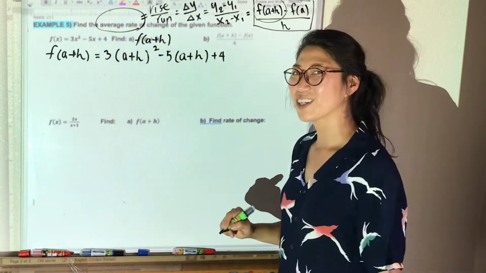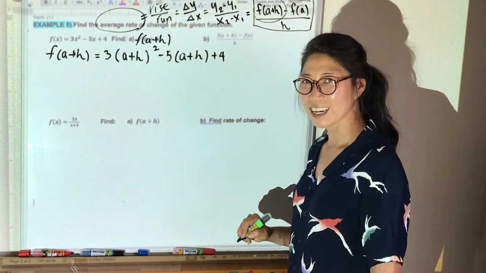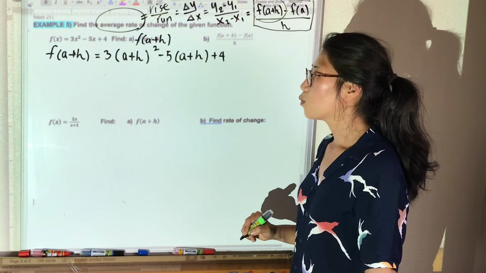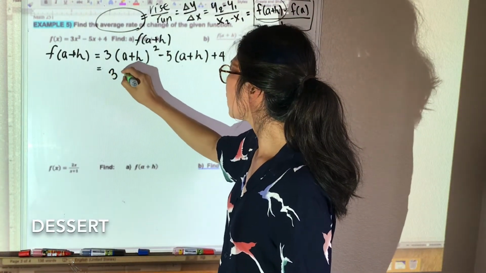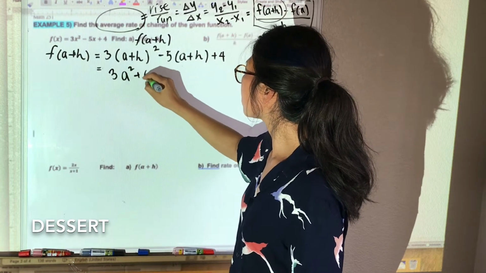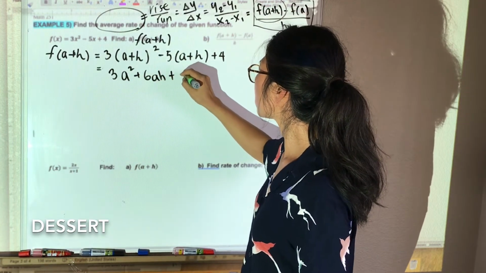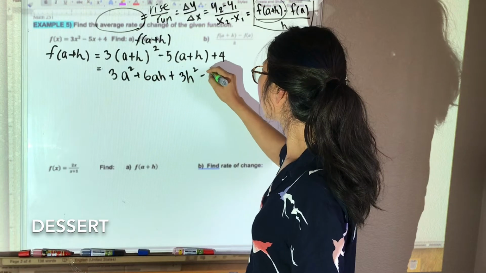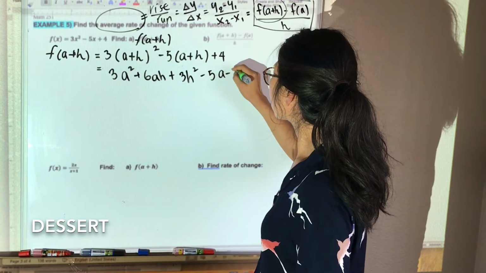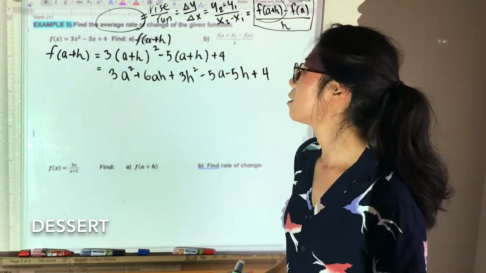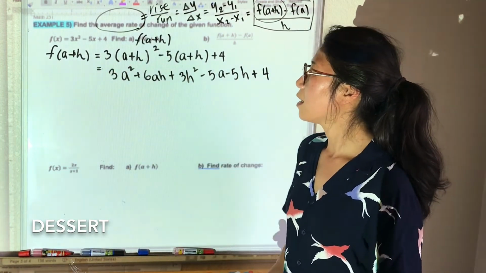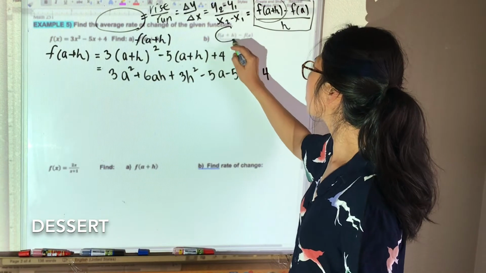And I want you to make sure, practice this one a couple of times. When you do it, it will get confused. I'm going to expand this one very fast. It's going to be 3a squared plus 6ah plus 3h squared minus 5a minus 5h plus 4. So this was my f of a plus h part.